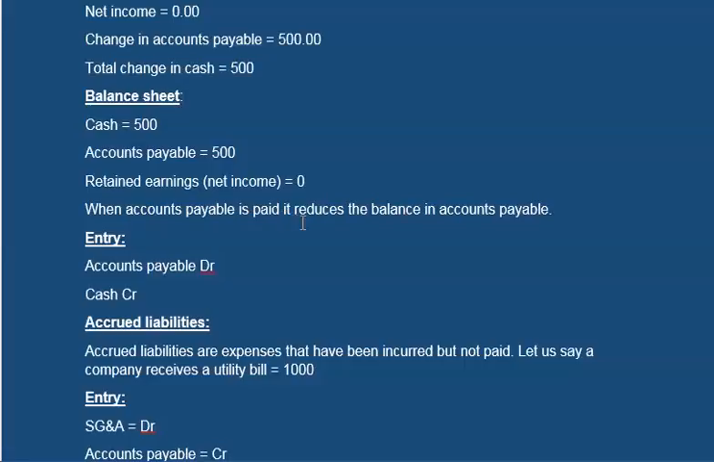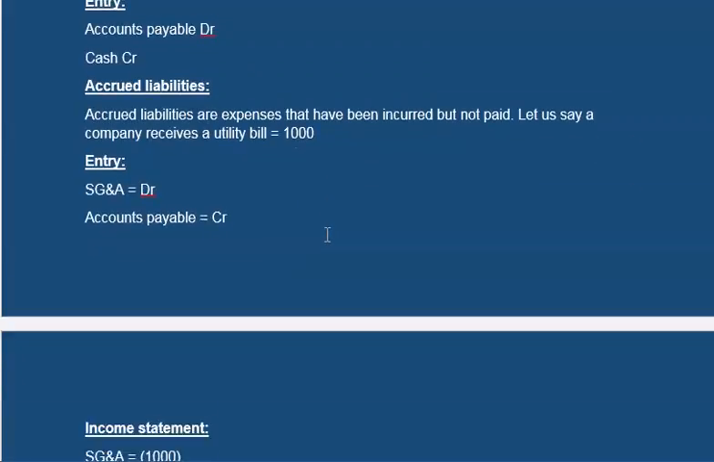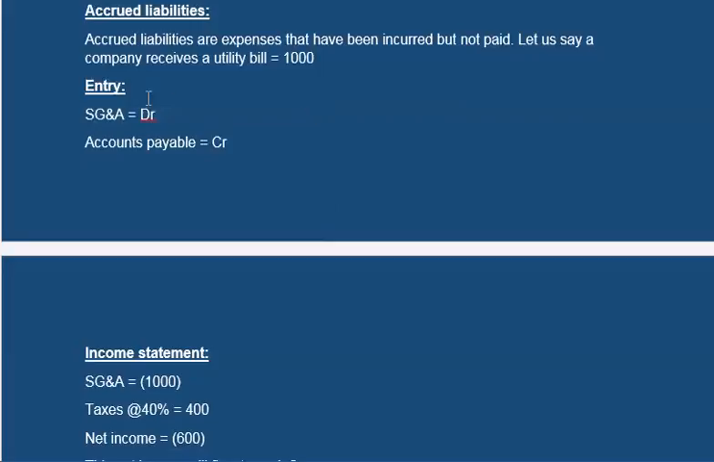When accounts payable is paid, it reduces the balance in accounts payable. Entry. Accounts payable is debited. Cash is credited. Accrued liabilities. Accrued liabilities are expenses that have been incurred but not paid. Let us say a company receives a utility bill of 1,000. Entry will be SG&A account debited. Accounts payable will be credited.